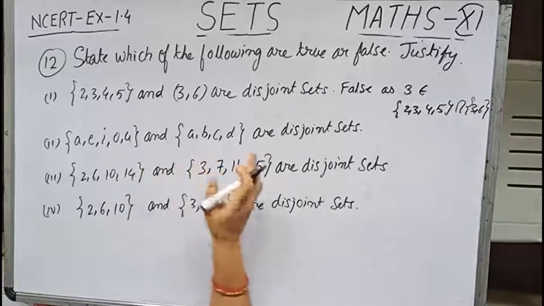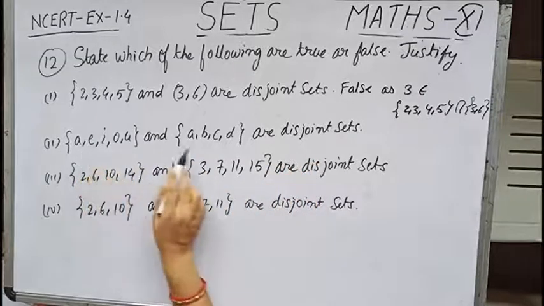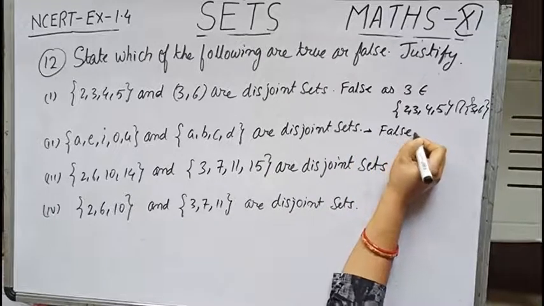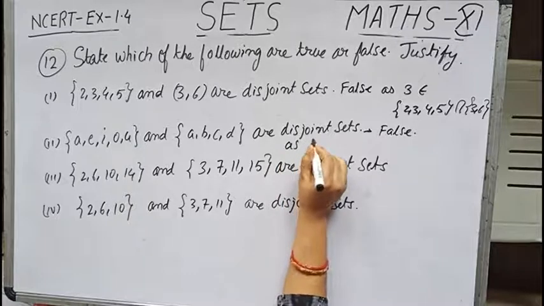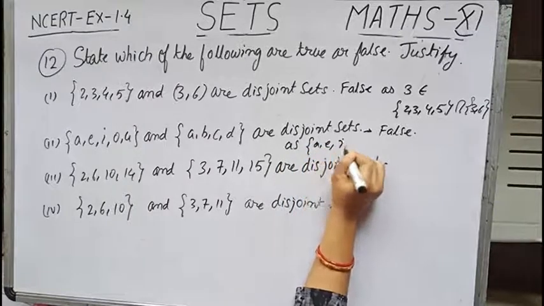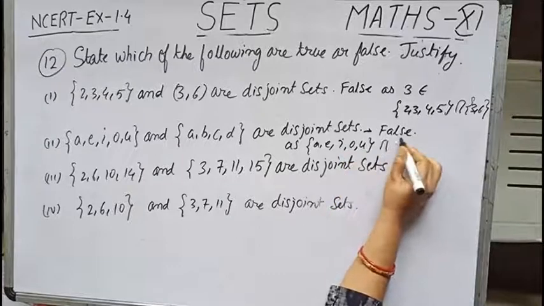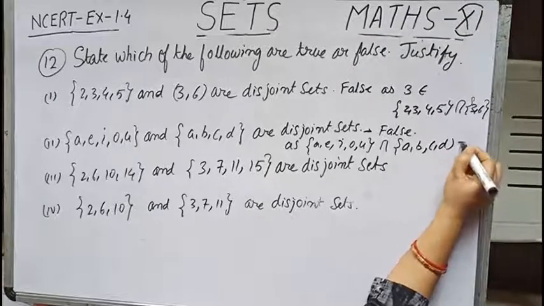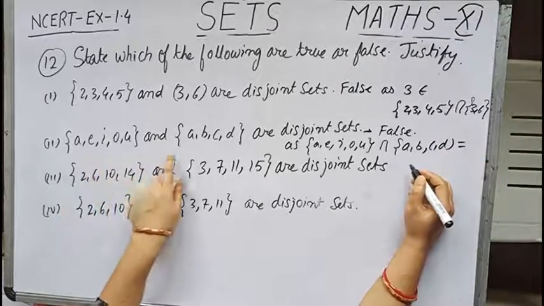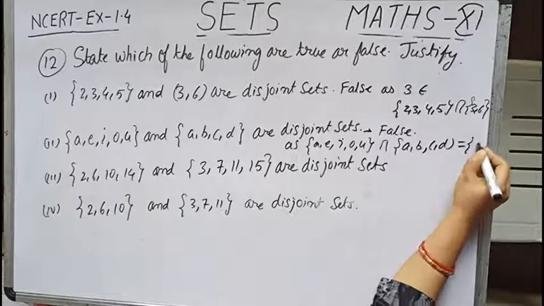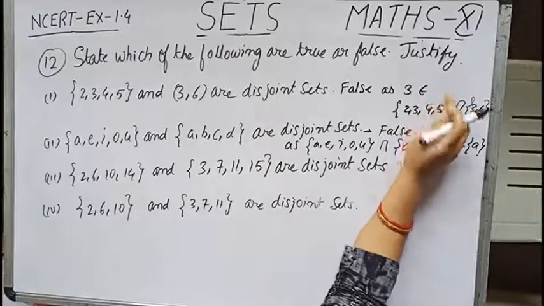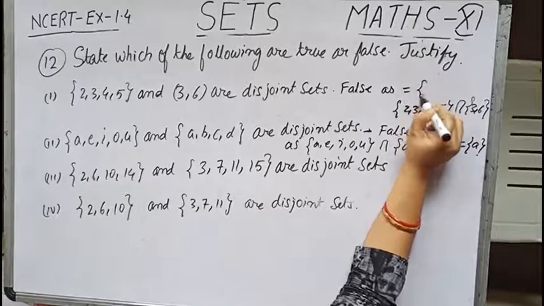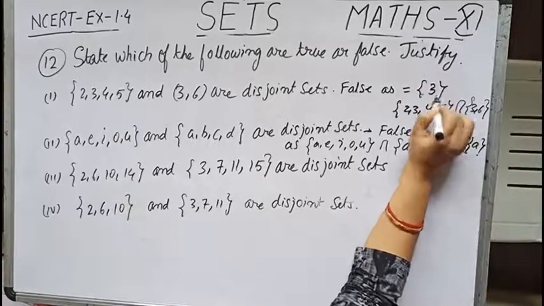{a, e, i, o, u} and {a, b, c, d} are disjoint sets. Here also children we can see the element a is common to both, so this also is false. And justification we will be writing as intersection of {a, e, i, o, u} and {a, b, c, d} equals to how much it is? a. Over here we can write 3 belongs to, or we can write over here this intersection equals to what was common? Set containing 3.